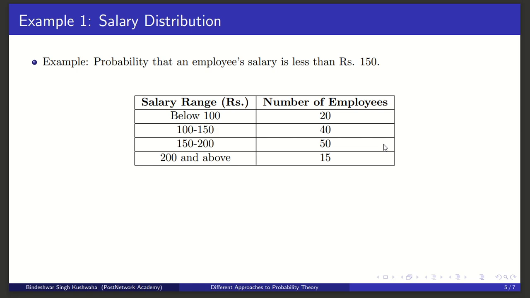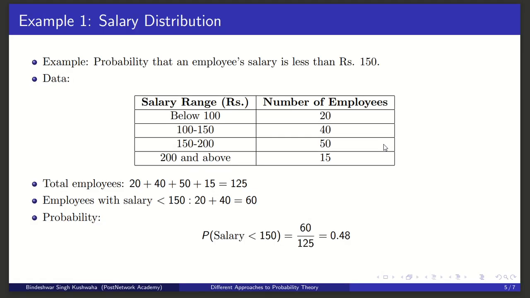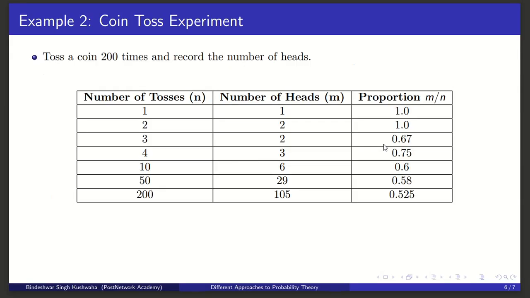Now let us take an example. The probability that an employee's salary is less than 150, we will calculate. So here total employees are 125 and employees with salary less than 150 are 60. So the probability of salary less than 150 is 60 upon 125, that is 0.48.